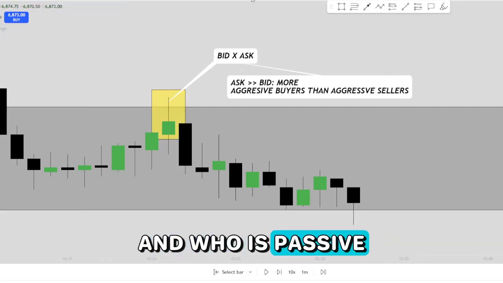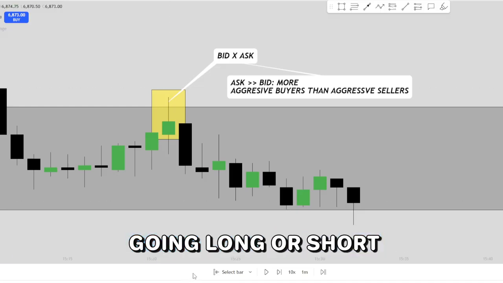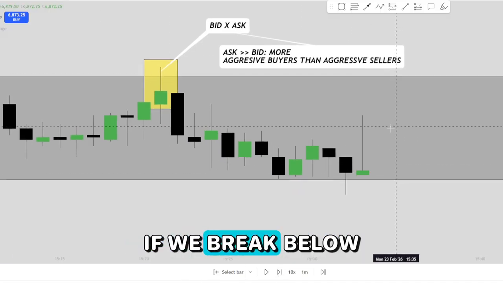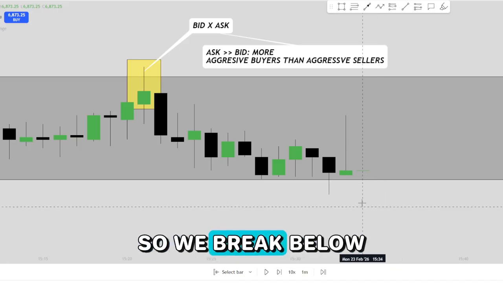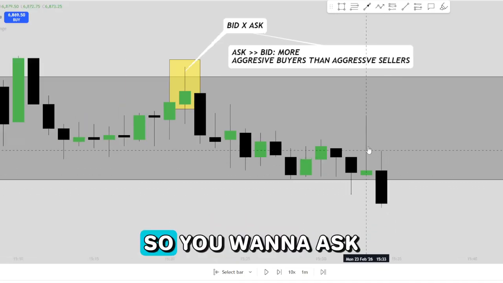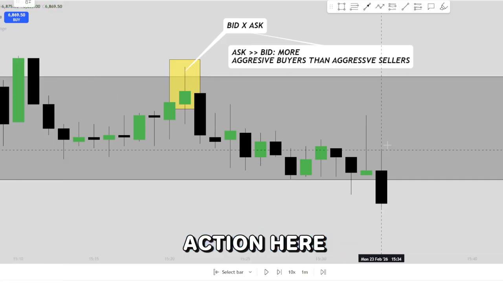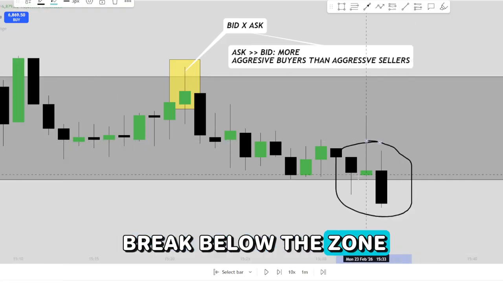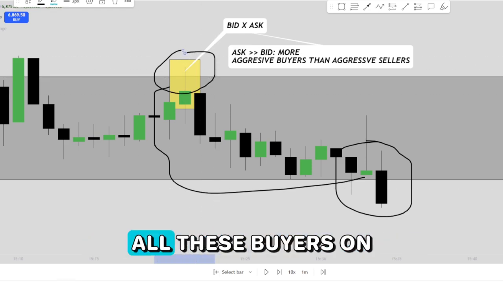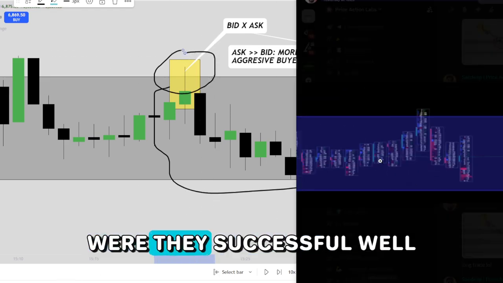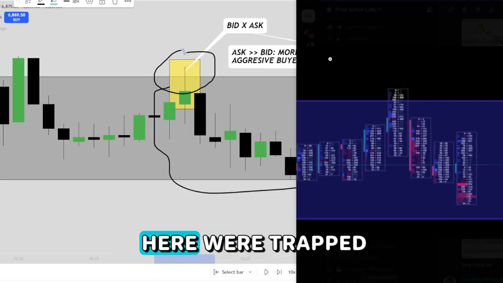And who is passive is telling us whether we want to be going long or short. So think about it this way. If we break below the zone, which is basically what we had over here, so we break below the zone here, you want to ask yourself, if we see this sort of price action here, were all these buyers over here successful? All these buyers on the footprint charts, were they successful? Well, the answer is no, they weren't. All these buy orders here were trapped.